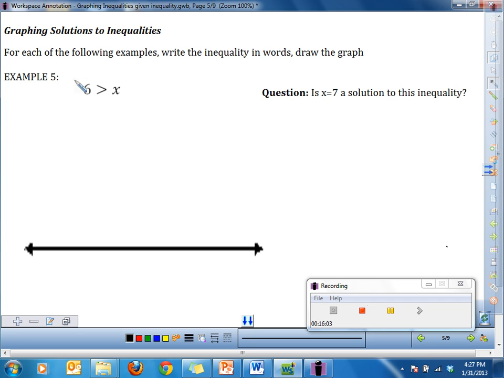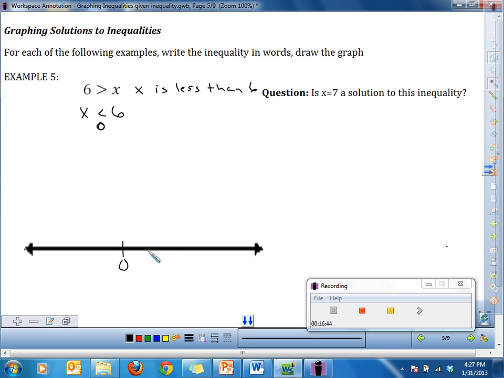Alright, for this one, we should have seen again that we need to read from the variable. So we can't read it as 6 is greater than x. We need to read it from the x. So this is actually saying x is less than 6. I'm going to rewrite this for myself so that it's a little easier to read. x is less than 6. Now, I need to figure out what kind of dot to use, open or closed. I don't have an equal to in it, so I'm going to use an open dot.